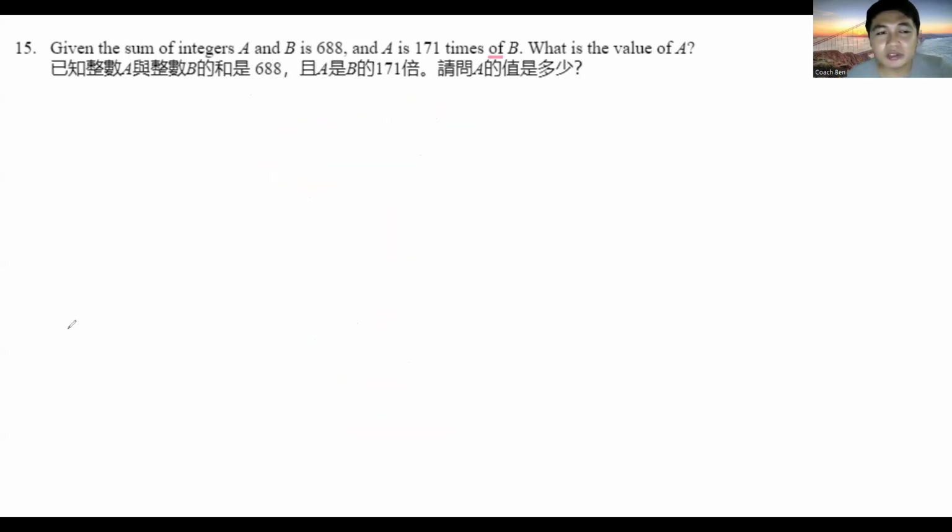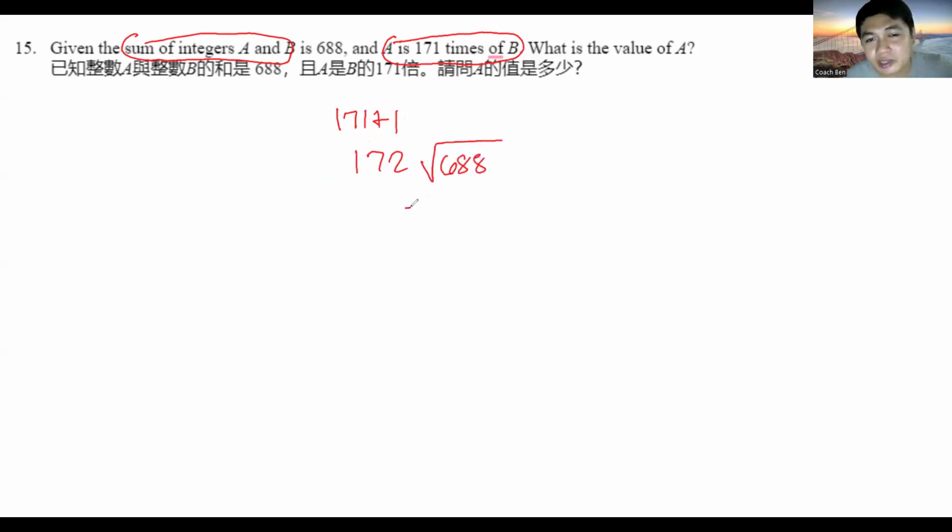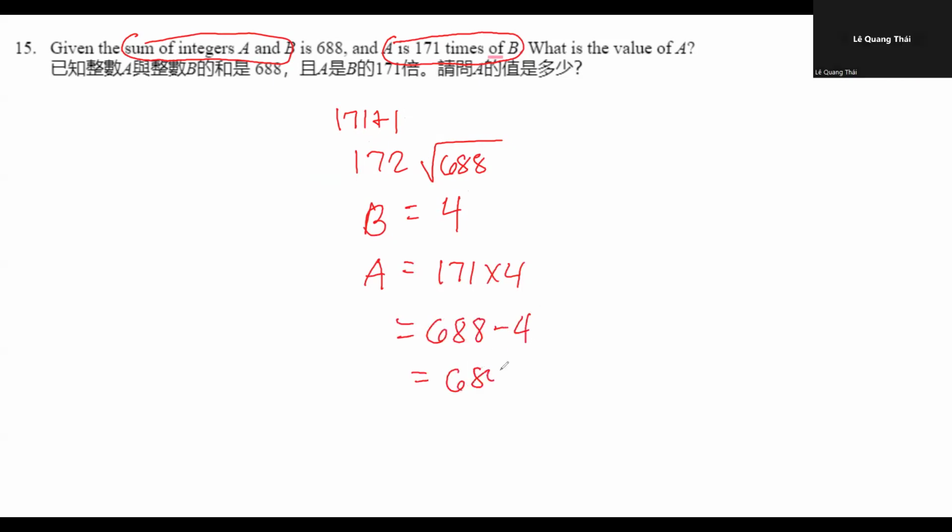Thank you for that. So all you have to do for number 15 is if it says the sum of integers A and B, and A is 171 times of B, that means all we have to do is 171 plus 1, and that is 172. Divide 688 by 172, and that gives us 4. So B is equal to 4. And yes, you can do A is equal to 171 times 4. You can also just do 688 minus 4 to get 684.